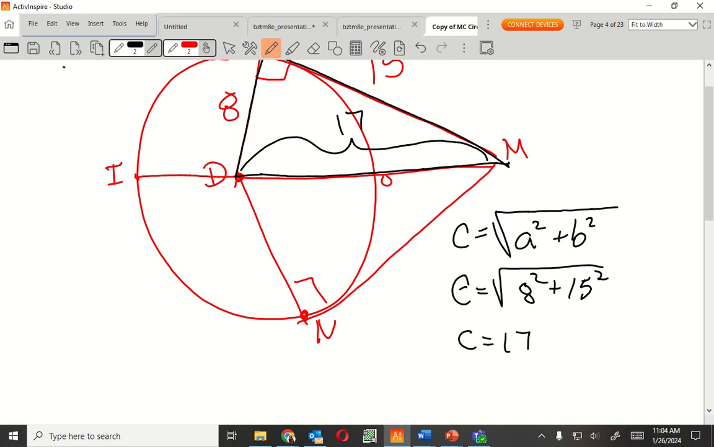All right, let's go through and find some values here. Let's see if you guys can remember from what we also did yesterday.